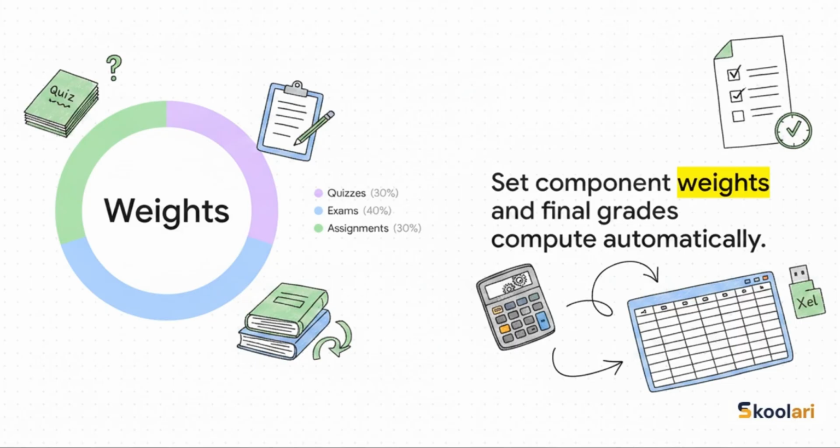Plus, there is no more manual math at the end of the semester. You just set your custom weights, say 30% for quizzes, 40% for exams, 30% for assignments, and the weighted gradebook automatically computes the final grades as each new activity is recorded. You can then export the whole shebang to Excel or a printable class record. No more late-night calculator anxiety. None. Just let the software do the heavy lifting.